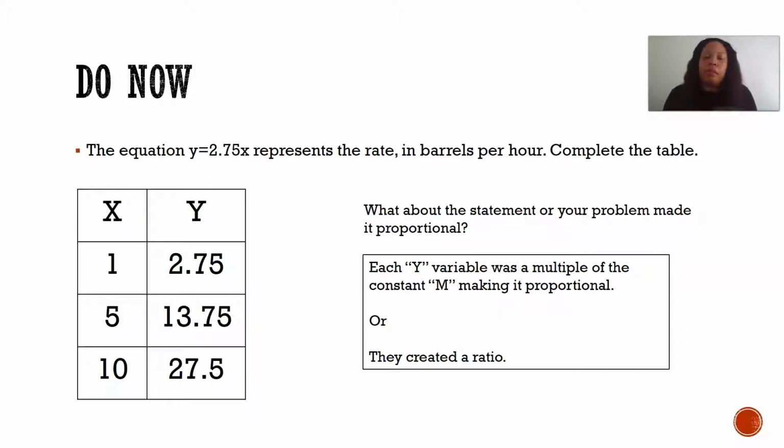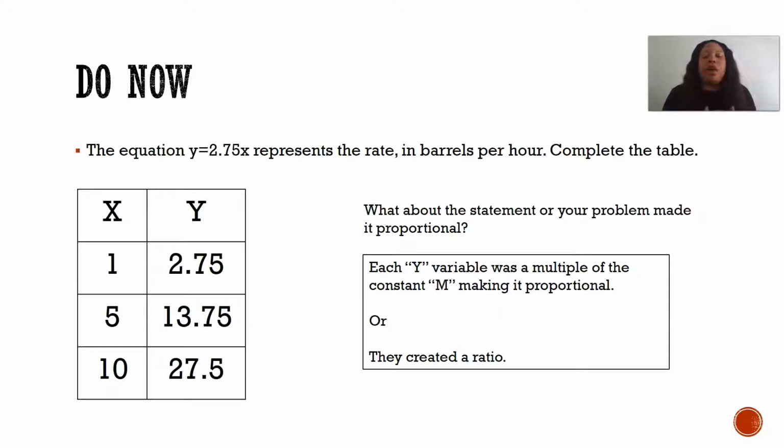Remember, multiple means the answer from a multiplication problem, right? So I knew that I had to multiply 2.75 times whatever x was to get my y. And that's what makes it proportional, because we did not add anything in the end. We're literally just working with factors, with multiplication problems. That's what makes it proportional.